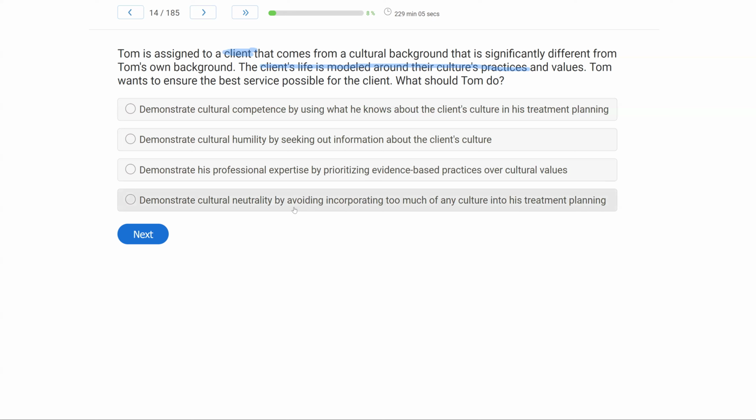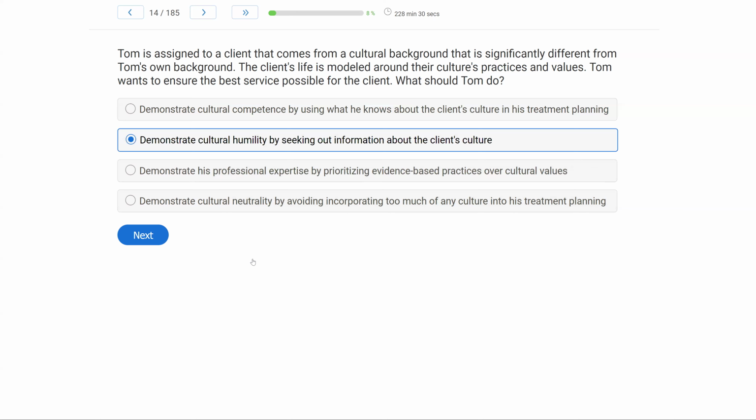And then D, demonstrate cultural neutrality by avoiding incorporating too much of any culture into his treatment planning. Well, if the family centers their whole life around that culture, maybe they want that culture in his treatment planning. It's not for Tom to decide. That's for the family to decide, for the client to decide. So Tom can't make that assumption that I should remain neutral. If that client's life is built around that culture and his family wants service modeled after the culture, Tom should do that. So if Tom has a situation, background significantly different, what should he do? Demonstrate cultural humility by seeking out information about the client's culture.